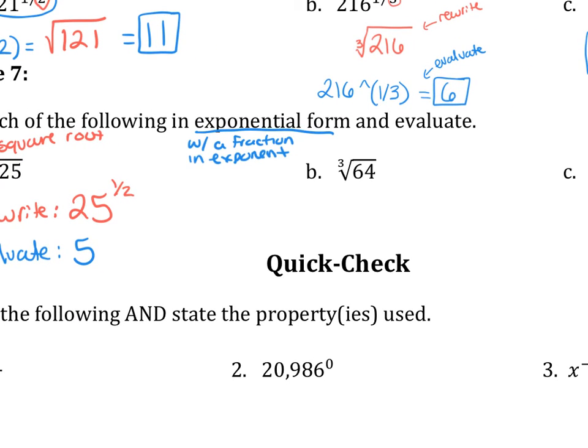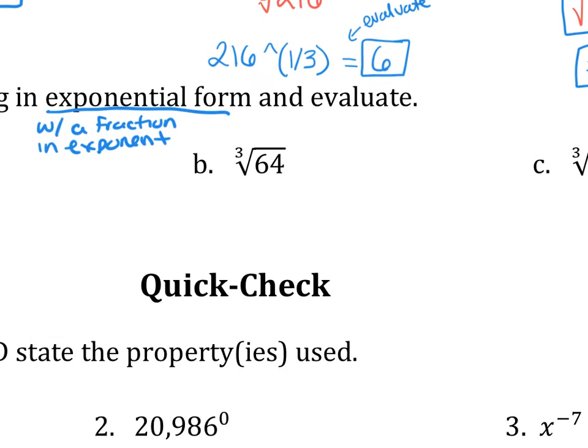Okay, and then letter B. Is this a cubed root or a square root? What number is this right here? That's a 3, right, guys? So this means it's a cubed root. So that just means when you're writing your exponent as a fraction, it would be a 3 in the denominator. So you'd have 64 to the 1/3 power.